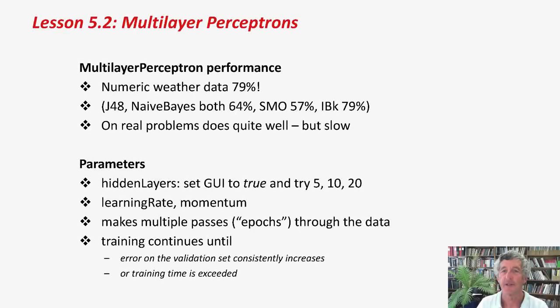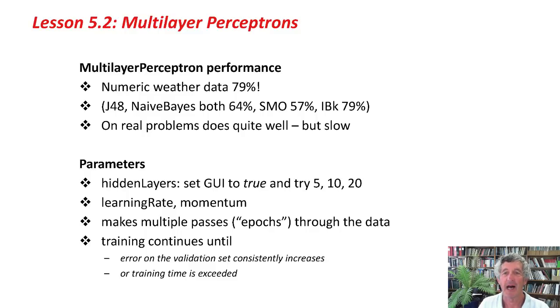Okay, so going back to the slide, when I tried IBK, it also gets 79% on this data set, and J48 and so on do worse. However, it's just a toy problem, so those results aren't really indicative. One real problem is multilayer perceptrons often do quite well, but they're slow. And there's a number of parameters: the number of hidden layers and the size of the hidden layers, the learning rate, the momentum.